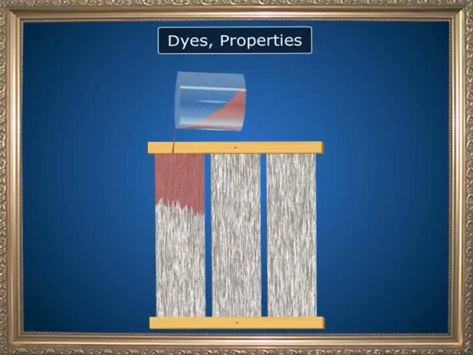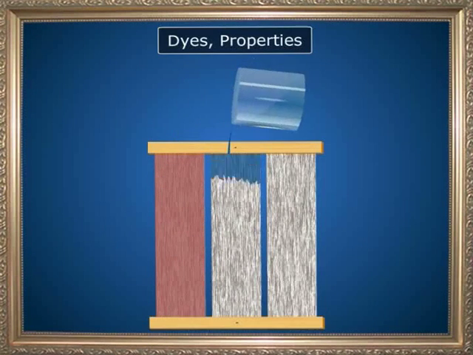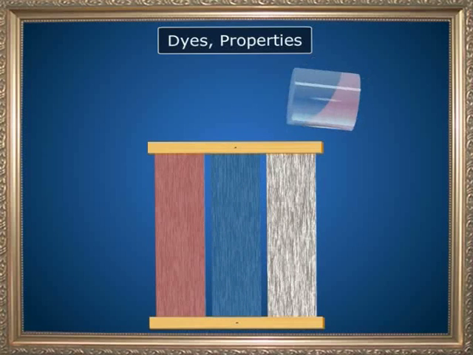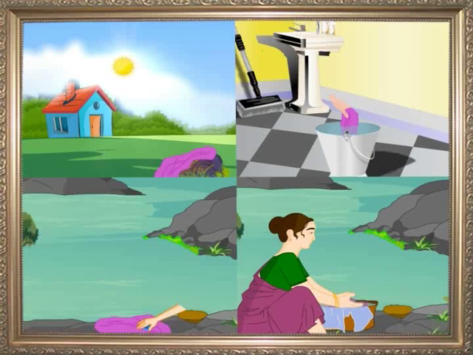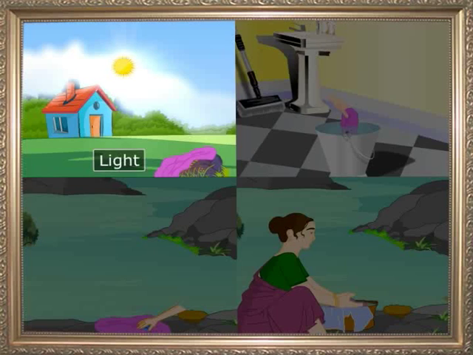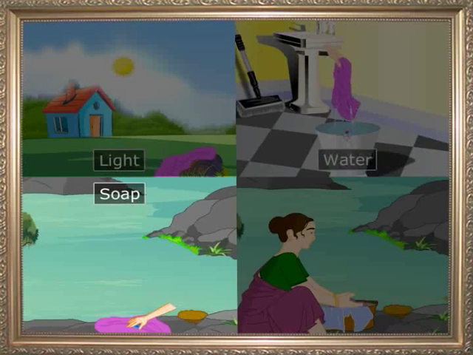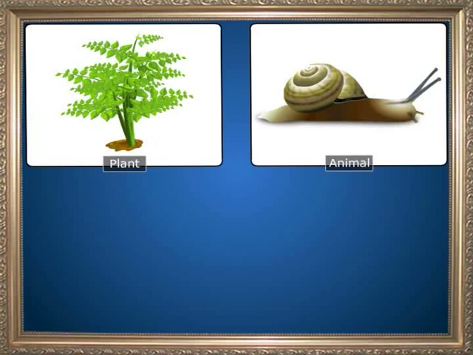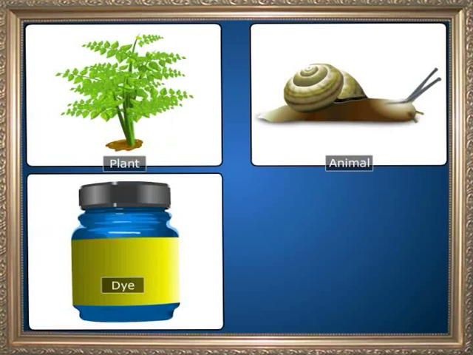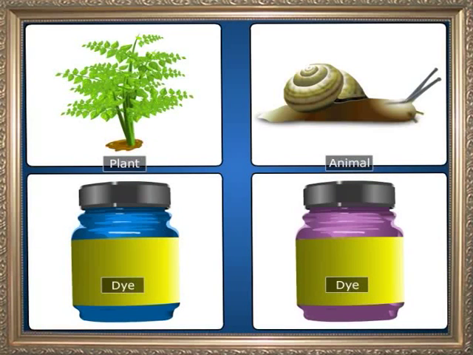Let us start with dyes and their properties. As you might be aware, dyes impart colors to fibers. Dye colors are quite resistant to light, water, soap and detergents and do not fade easily. In olden days, people used coloring matters obtained from plants and animals to dye fibers.